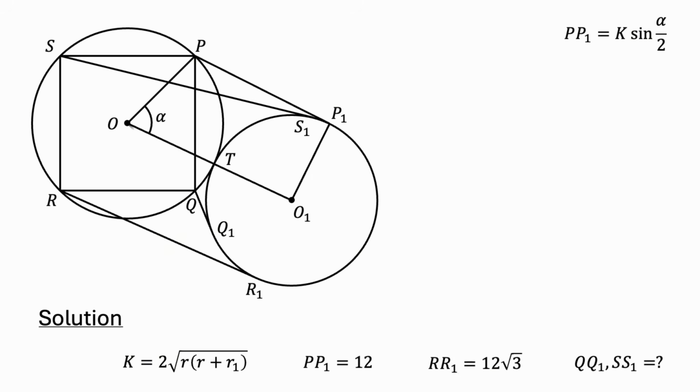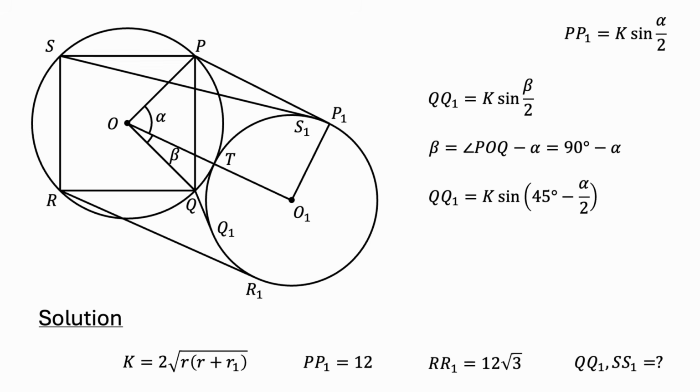Next, connect O to Q and label angle O1OQ as beta. By similar arguments, we can show that QQ1 equals K sine beta over 2. Since PQRS is a square, beta equals 90 degrees minus alpha, and so QQ1 equals K sine of (45 degrees minus alpha over 2).